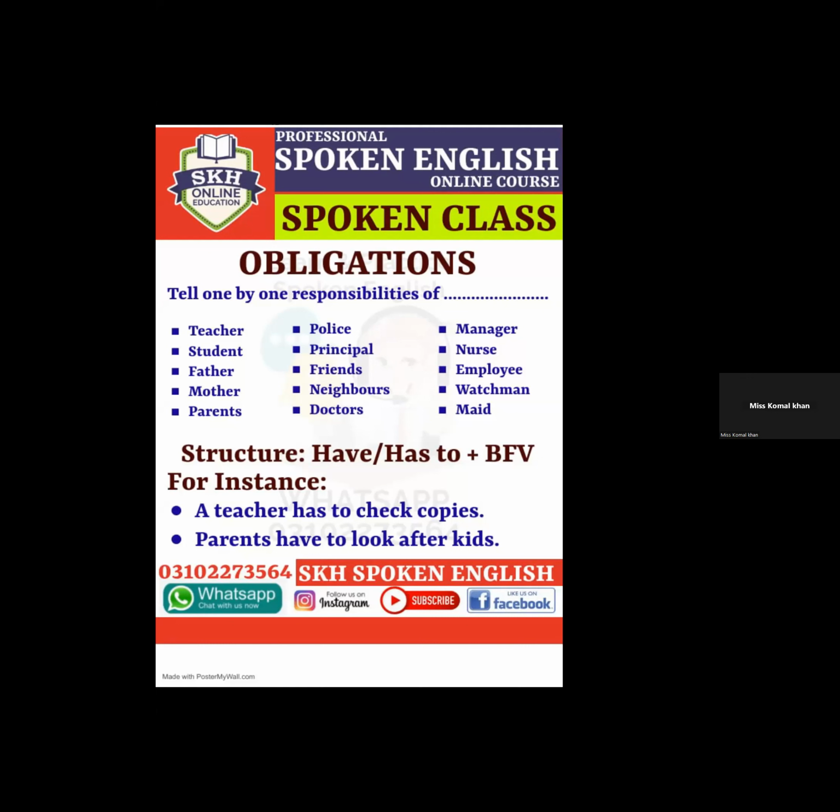I'm just going to give you the example. If we take the example of teacher, a teacher has to check copies. It's her obligation, her duty, her responsibility to check the copies. ये इनकी जिम्मेदारी है. वो ये चीज उनको करनी पड़ती है. So this is the example of teacher. And if we talk about parents, parents have to look after kids. Parents को अपने बच्चों की देखभाल करनी पड़ती है.